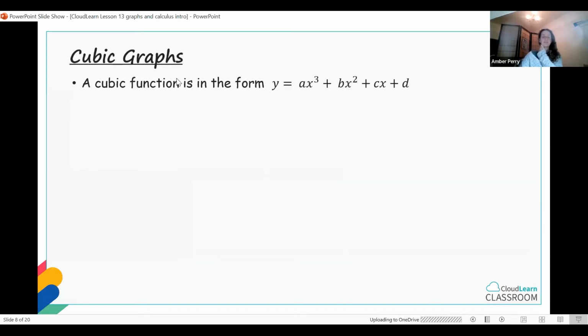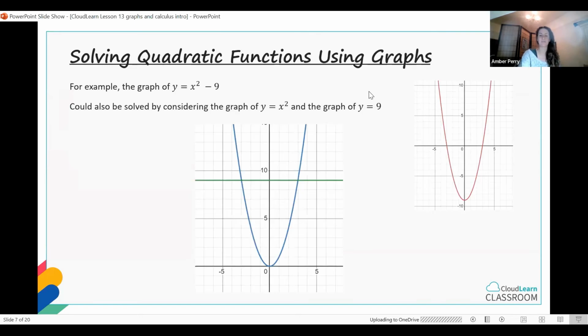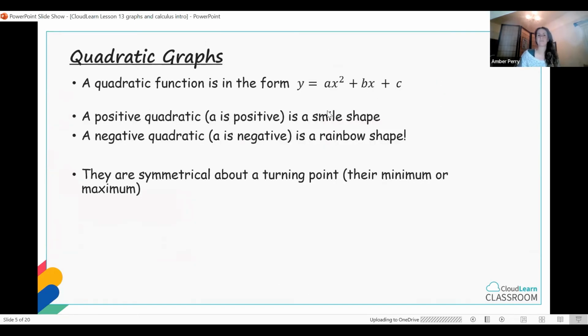Okay, so cubic graphs, they're in this form. So they have ax cubed plus bx squared plus cx plus d. Okay, so they'll look like something like that. A cannot be 0. B or C can be 0. I should have said that with quadratics as well. So here, A cannot be 0, but B could be 0, or C could be 0, okay?